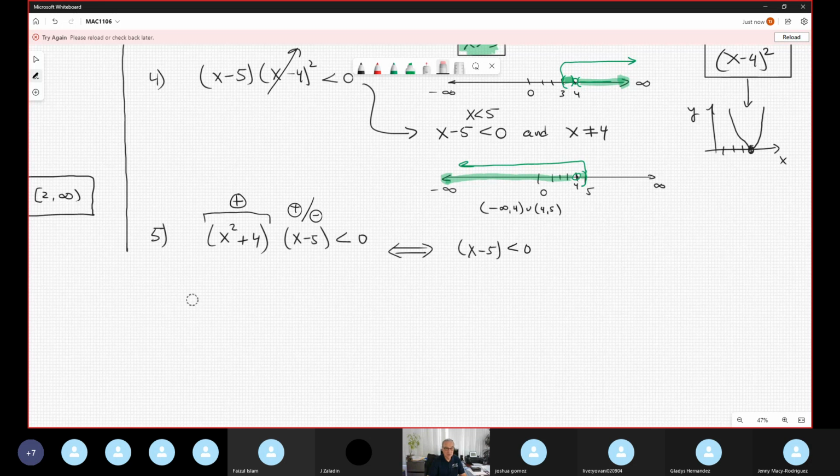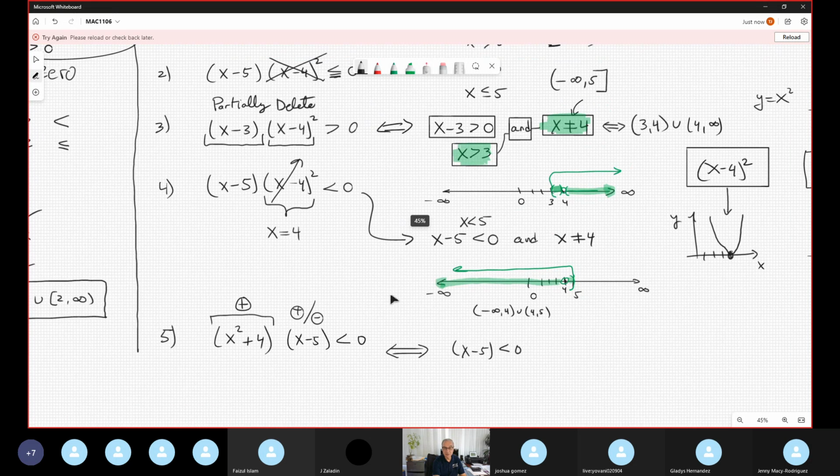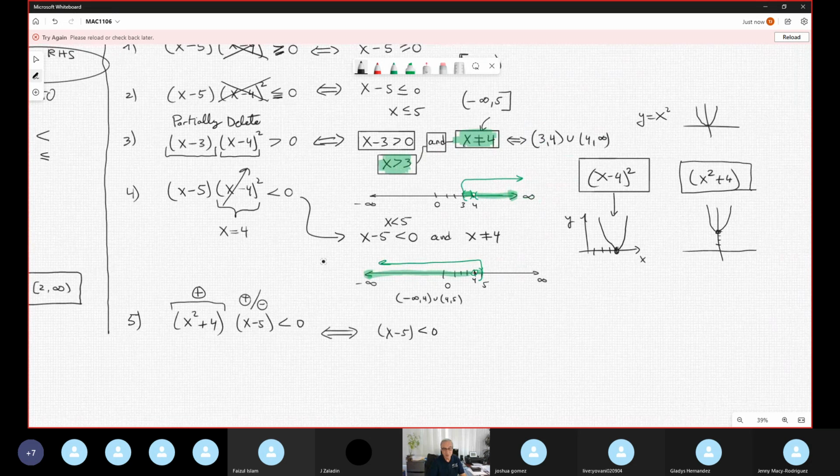Because this parabola, or this factor in general, is always positive. In this case, no. In this case, well, it is almost always positive, but at x equal 4 it is 0. That is the reason it is a partial delete. So to solve this equation is super easy. You convert the problem into one linear equation. You delete this totally. And x less than 5 is similar to this: from negative infinity, comma 5, parenthesis.